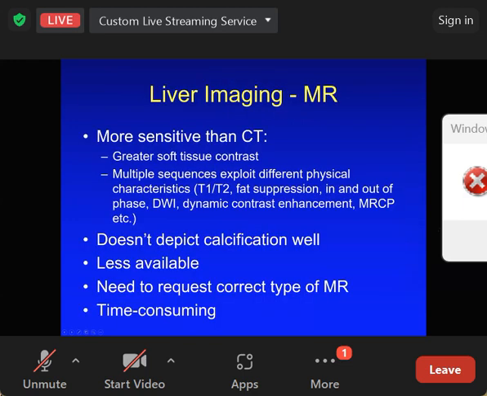So MR is more sensitive in imaging liver lesions compared to CT because it has greater soft tissue contrast. By contrast, we mean the difference between the levels of grey between normal liver and abnormal liver. We also have multiple sequences in MR, whereas in CT, the only thing that we can change is whether or not we give contrast and the time at which we image after the contrast.